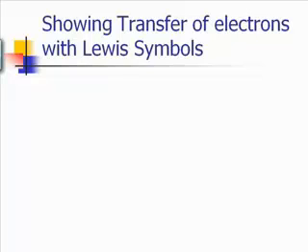Alright, we're going to look at how we show the transfer of electrons with Lewis symbols. Lewis symbols are symbols that are going to show the number of valence electrons present in the particular atom. And the way that you're going to find the number of valence electrons, we've already looked at how you do it if you write the electron configuration. You look for the s and p electrons in the highest energy level.